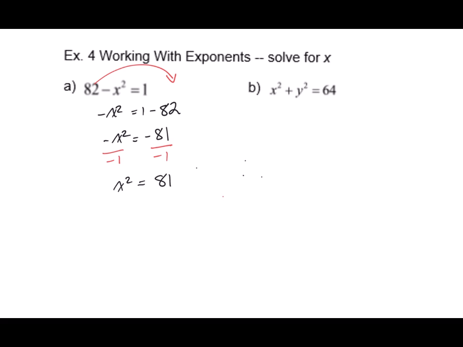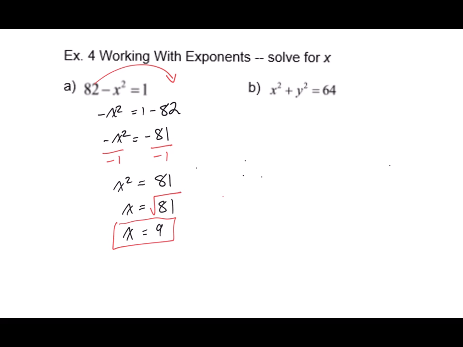And now, to get x by itself, we write x is equal to the square root of 81. And now we end up with x is equal to 9. So just remember, the opposite of a square is a square root.